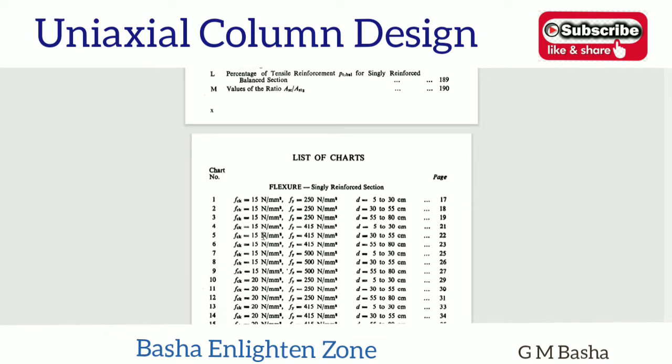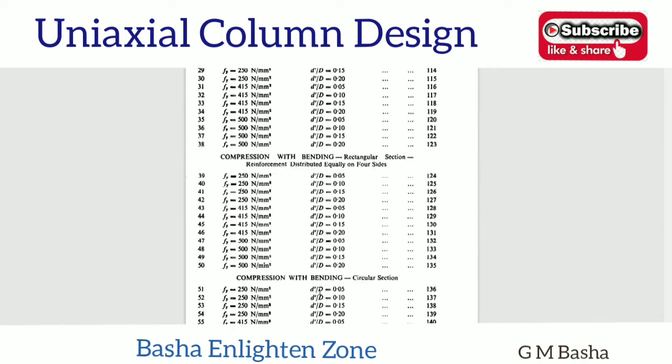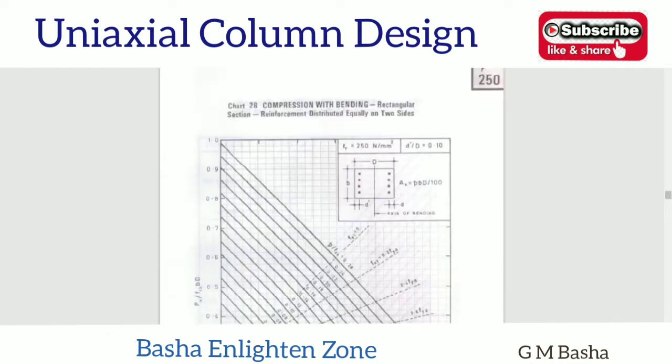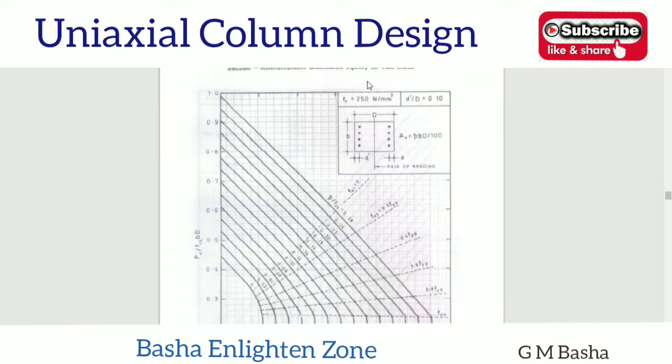Each and everything they clearly mention, like the list of charts, like fck 50 Newton per mm square. I will explain according to the charts, so I will directly move to the charts. See here, I am just taking one chart, chart 28, compression with bending, rectangular section, reinforcement distributed equally on two sides. If you observe here, what is the given data? Fy will be equal to 250 Newton per mm square, and d dash by d ratio will be equal to 0.10.